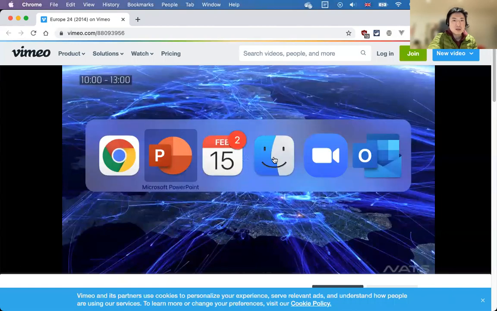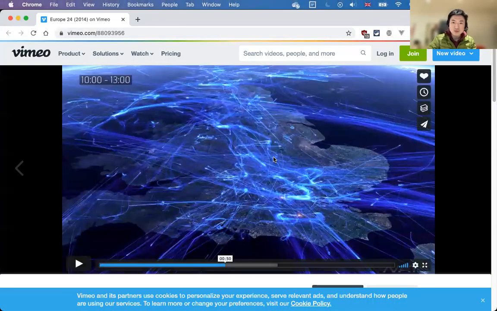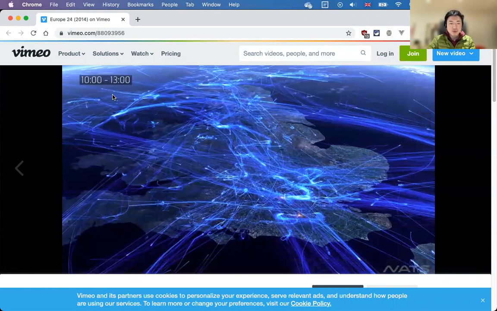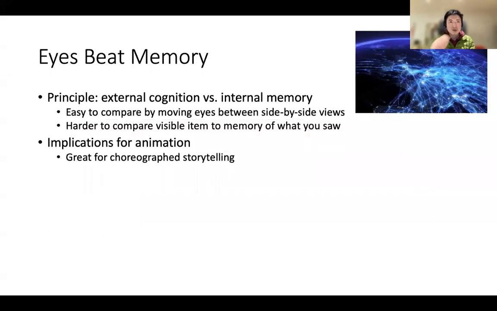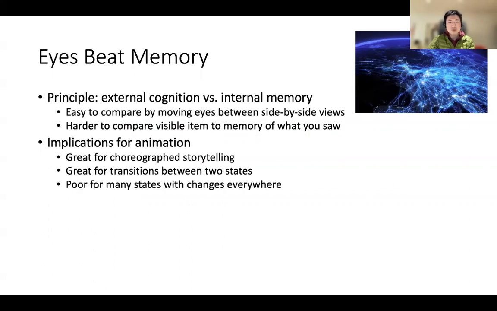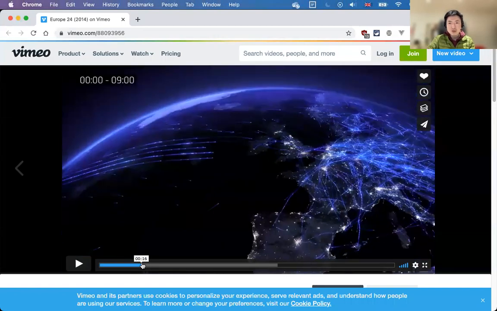Okay, so when we're looking at it, we can see the patterns. For example, now we can see what is happening in the UK roughly at that time. But if we had to remember what happened before, we are not very good at all. So these animations are good for telling stories, and it's quite interesting to show the transitions between different states. But if you have many things to remember, most likely people have to go back to the video just to understand exactly what is happening at different times.